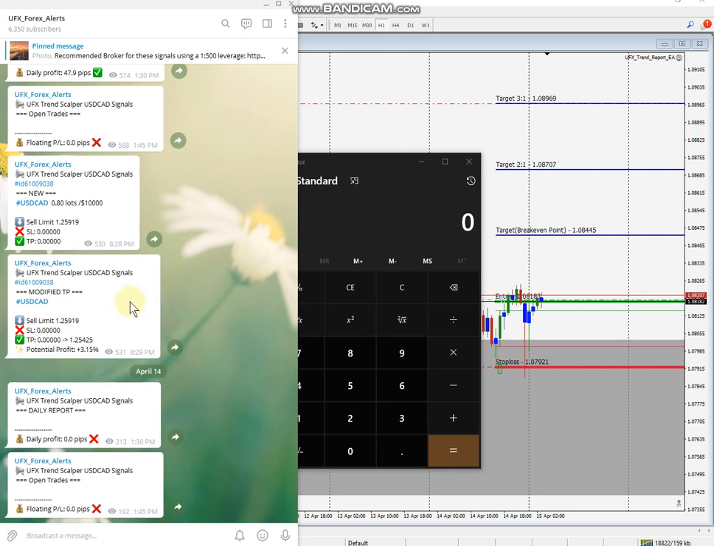Also, just remember, the reason we're doing lower lot sizes for this is because we're scaling in. I could be scaling in 2, 3, 4 times on this, okay? So I set my bias as to which direction I want to go, and I start scaling in to the position. All right, so hopefully this helps you guys, and we will talk to you later.